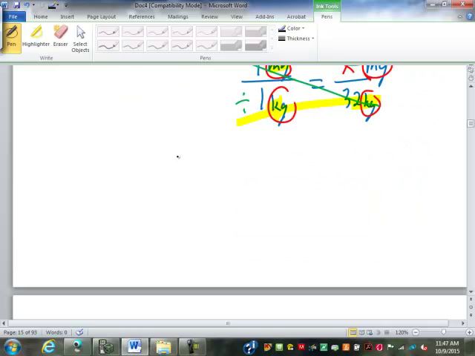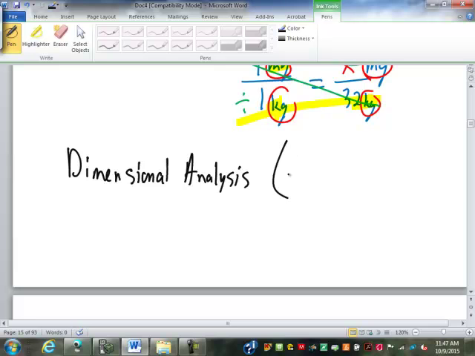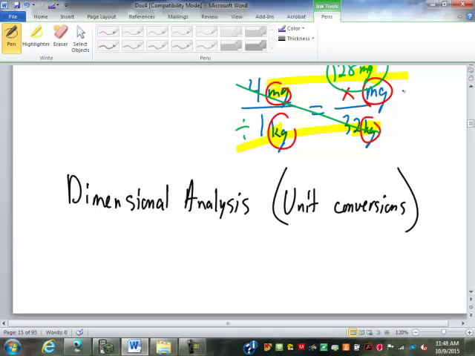Our second method has a fancy term of dimensional analysis. The more generic term is just unit conversions. Now, the ones that are done with dimensional analysis could be done with proportions as well. For example, the one that we just did up here with the proportion, we could use dimensional analysis on that, bless you, if we wanted to.